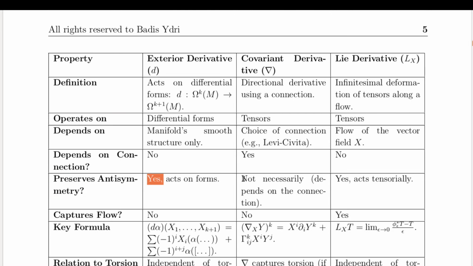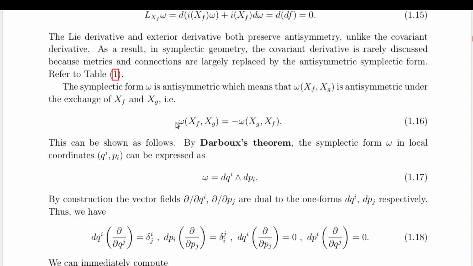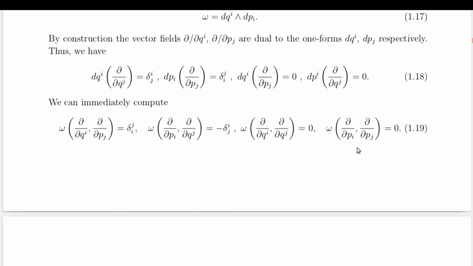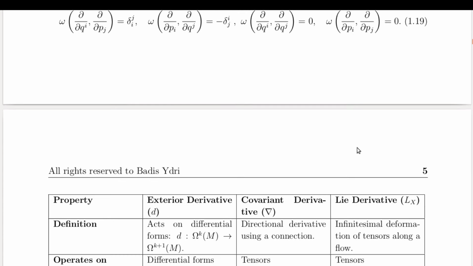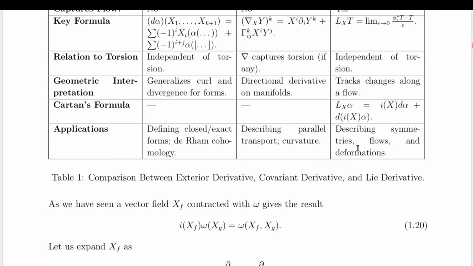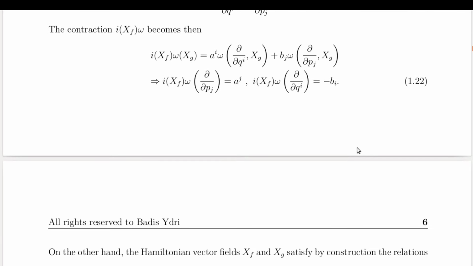Now, let's examine more closely the antisymmetric property of the symplectic form. By definition, the symplectic form is antisymmetric. When you swap its arguments, the sign changes. This fundamental characteristic not only defines the structure of the symplectic form, but also governs the interactions between position and momentum variables. This property is beautifully illustrated through Darboux's theorem, which reveals that any symplectic manifold can be locally simplified into a canonical coordinate system.